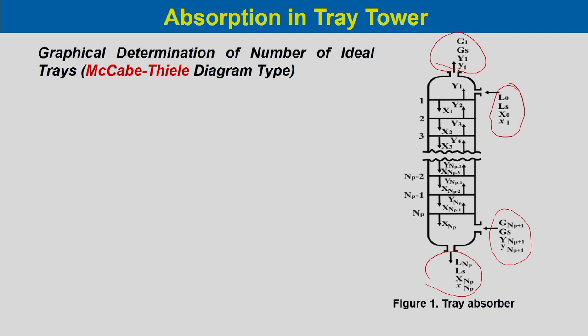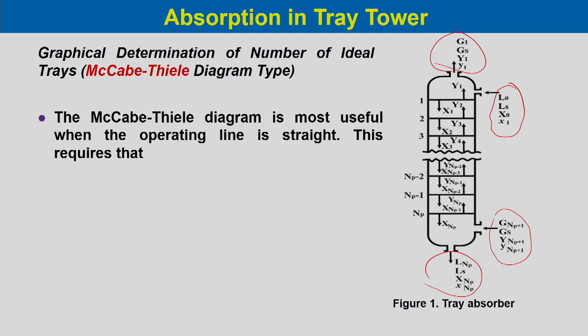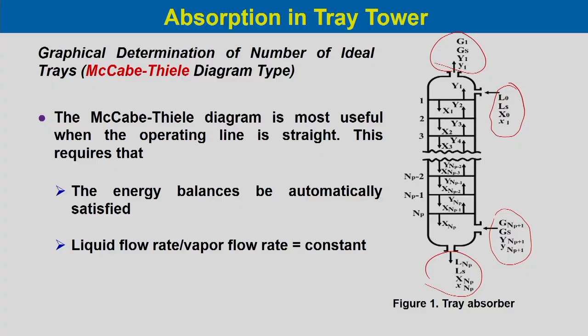As you can see from this, this is a counter current absorber. So, we will mostly consider counter current absorber design for the plate columns. The McCabe Thiele diagram is most useful when the operating line is straight. If the operating line is straight, it is easier to do the graphical calculation of the number of ideal trays. For this we require some assumptions: the energy balances be automatically satisfied and the liquid flow rate by vapor flow rate remains constant. So, their ratio L by G remains constant.